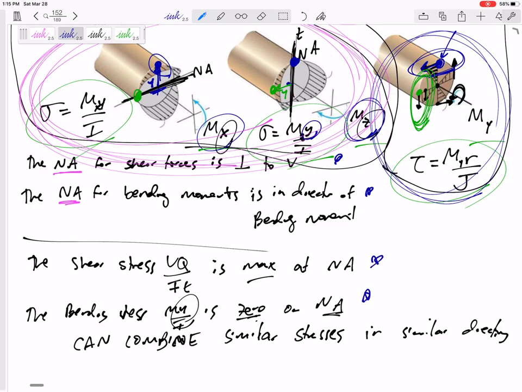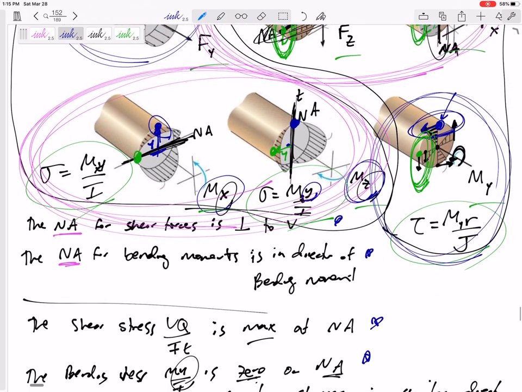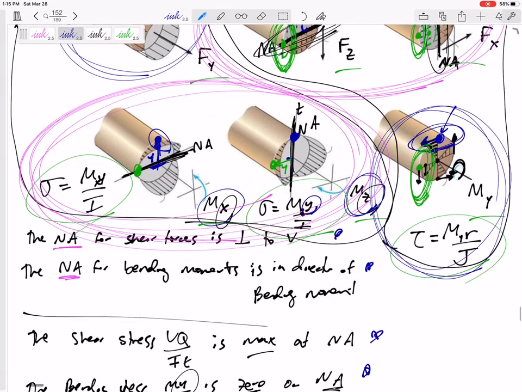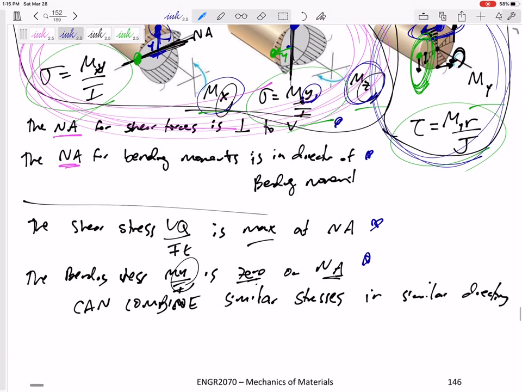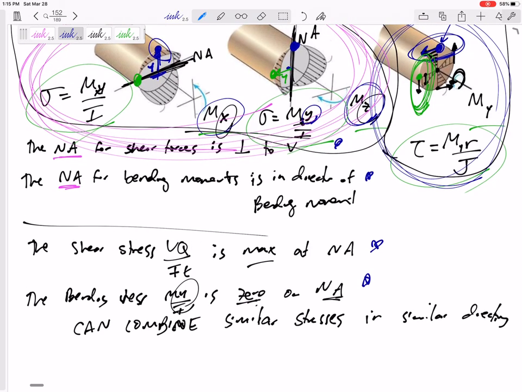These 4 statements: the neutral axis for the shear stress is perpendicular to the shear force, the neutral axis for the bending is in the direction of the moment, the shear stress is maximum at the neutral axis, and the bending stress is 0 on the neutral axis. All right, but anyway, 6 forces and moments create 6 different stresses. Calculate all 6 of those stresses, and then combine similar stresses in similar directions. Got it? All right, let's work out some problems. See how that works out.